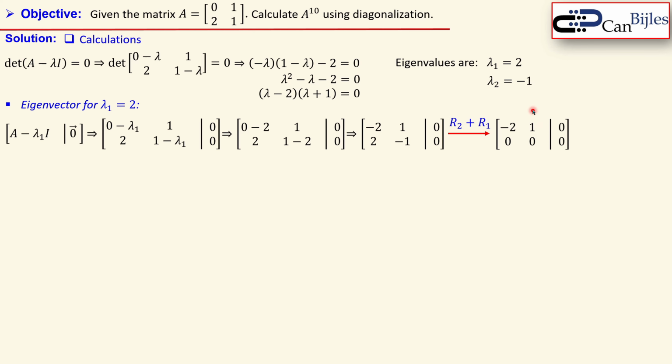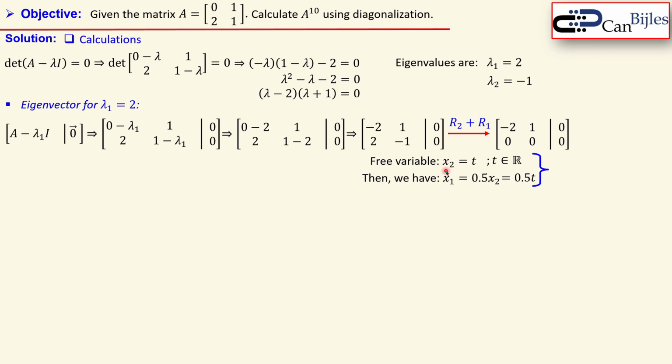Now we can see that in the second column there is no pivot. That means there's a free variable. This is the x1 column, this is the x2 column, so we set x2 to t, which is an element of the real numbers. Then we can look at this formula. We see minus 2 x1 plus 1 times x2 is 0. That means minus 2 x1 will be minus x2. So x1 will be half of x2, or 0.5 times t, because x2 was defined as t.